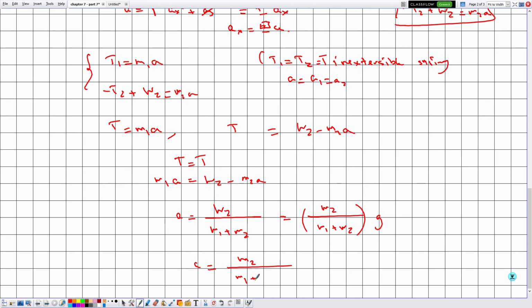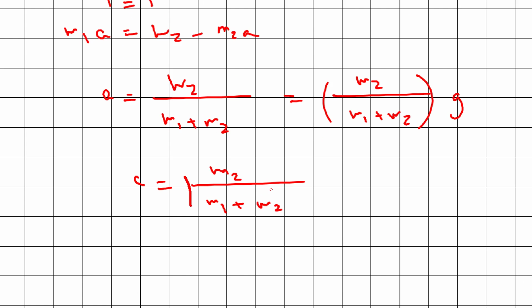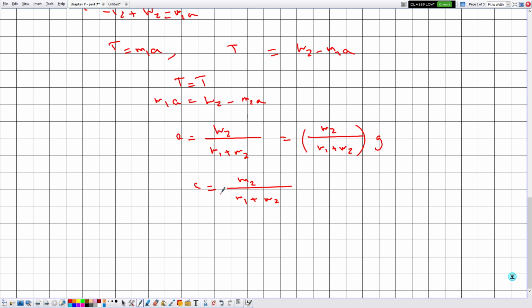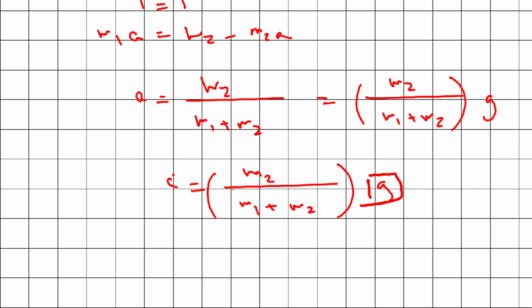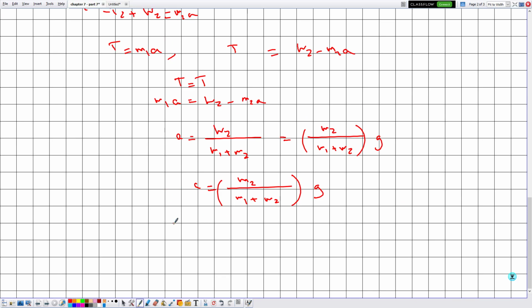Yes, because the mass m2, which is causing the acceleration, over m1 plus m2, notice that this quantity has no unit because it's the ratio of two masses multiplied by g. So if g has the unit of acceleration, for sure a will have the unit of acceleration, because the unit of this is given by 1. Now this is the expression of the acceleration.